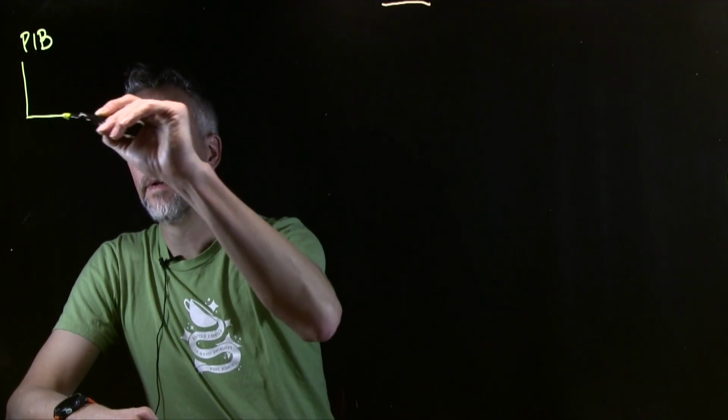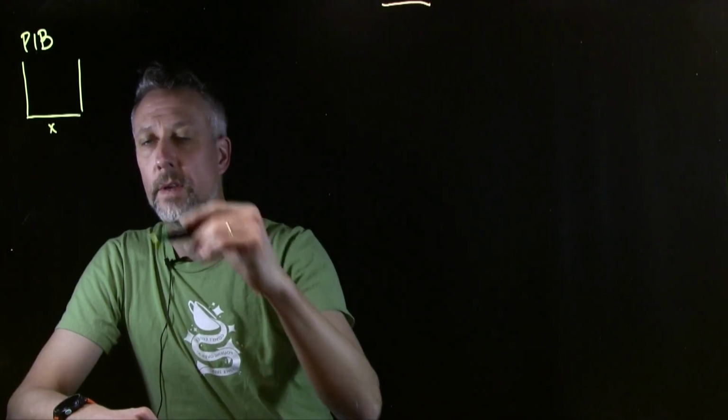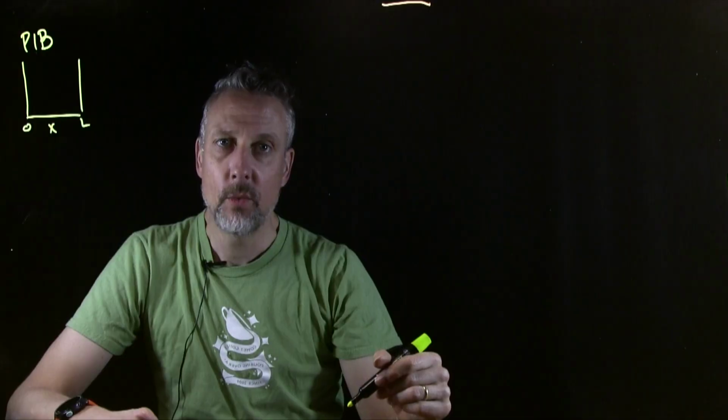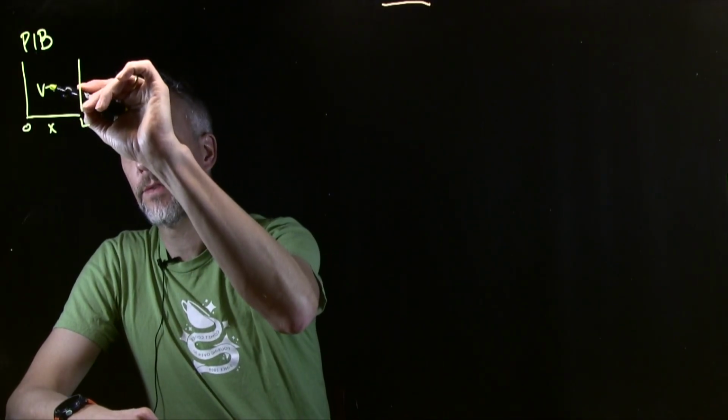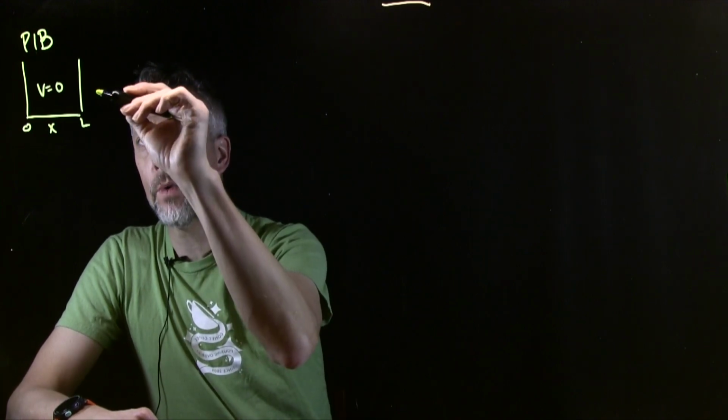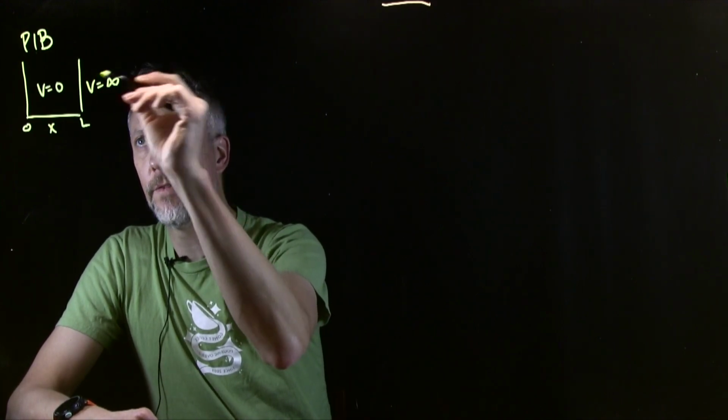Okay, so the basic model is straightforward. There's a region in space that we'll call X, between 0 and L is how I'm going to call it, where the potential energy function is equal to 0. No potential, where it's equal to 0. And on either edge of the walls, it's infinity.